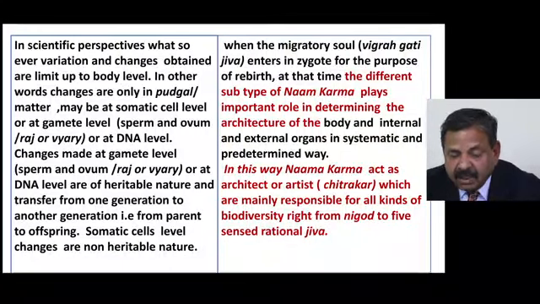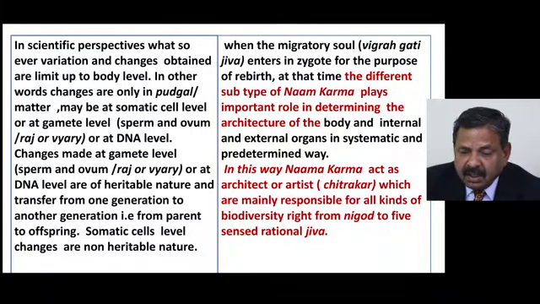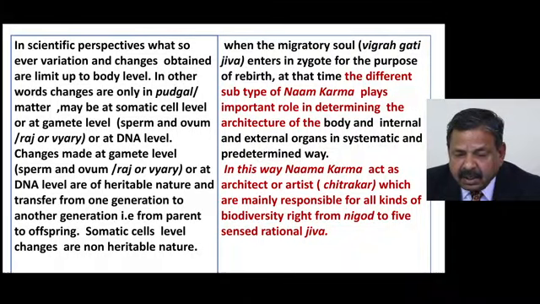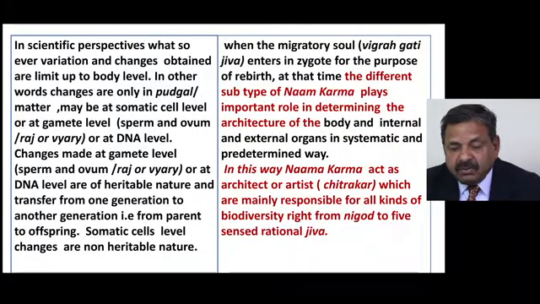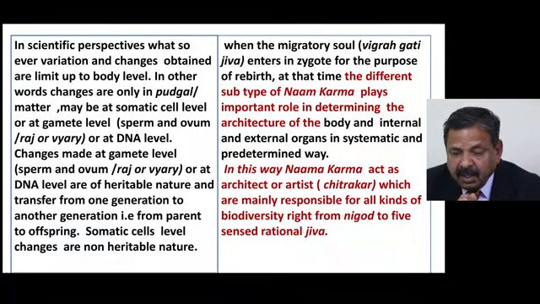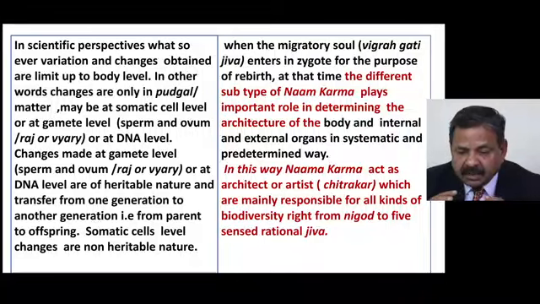Now the important thing which I would like to emphasize here is that when the migratory soul, the vigrahagati ka jeev, enters the zygote, which is the union of the sperm and ovum, for the purpose of rebirth, at that time the different types of nam karma play the important role in determining the architecture of the body and the internal and external organs in a systematic and predetermined way. This is a very, very important thing which one should know, that the zygote is formed at the time of conception, at the time of fusion of the male and female gamete.